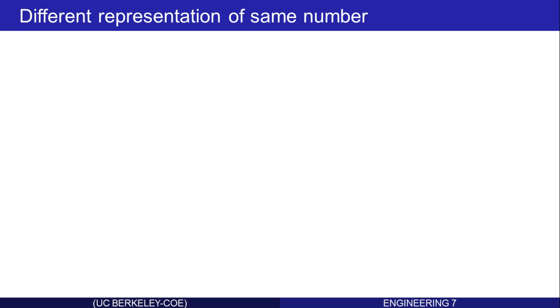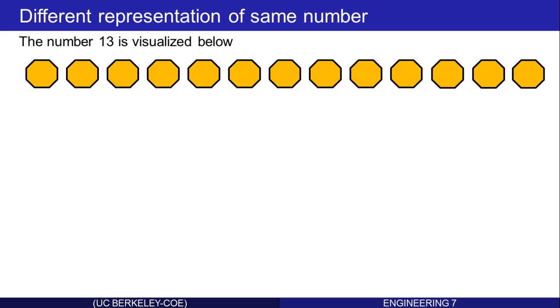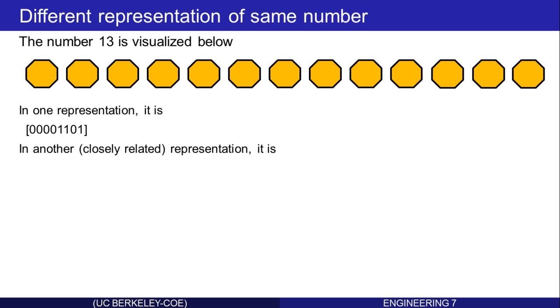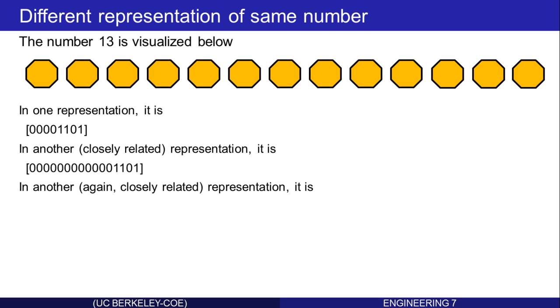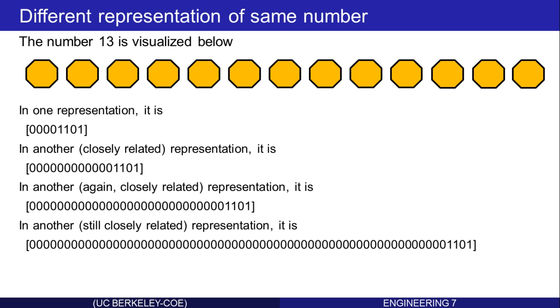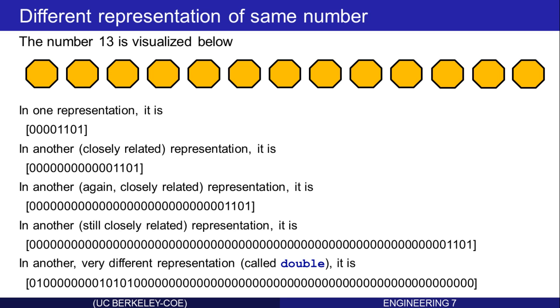In the computer and in the programs we use, there's many different number systems that are used. Therefore, there's actually different representations of the same number. The number 13 is visualized below. In one representation, it looks like this. In another very closely related representation, it looks like this. Another, again, closely related representation, it looks like this. And I can do that even one more time. And then in an alternate and quite a bit different representation called double, which you've now seen many times, its representation would look like this. Notice it's quite a bit different, and we'll discuss what all these things mean.